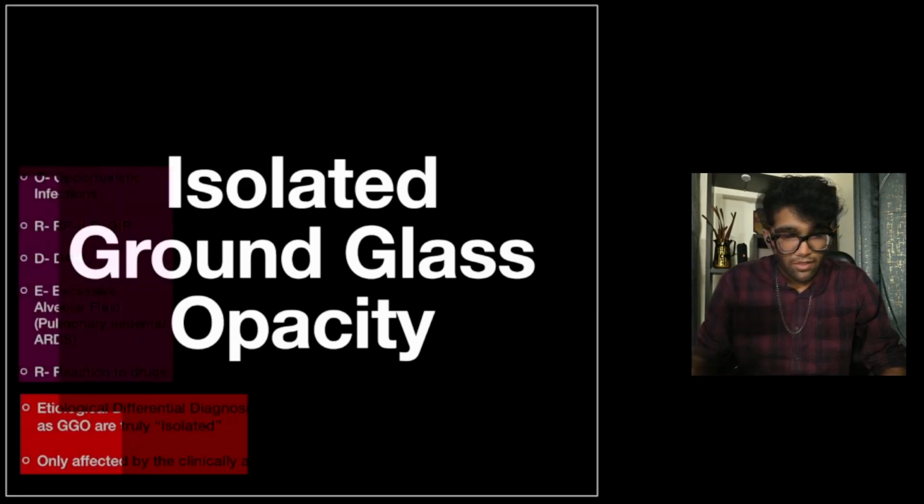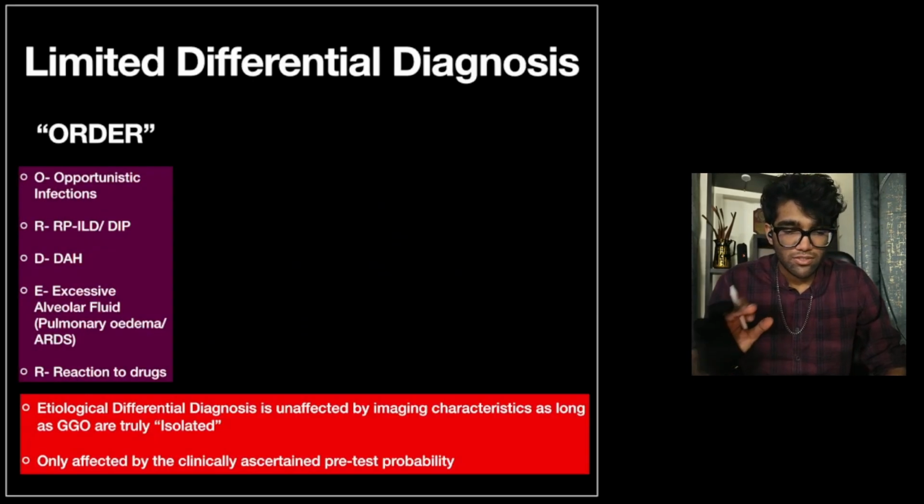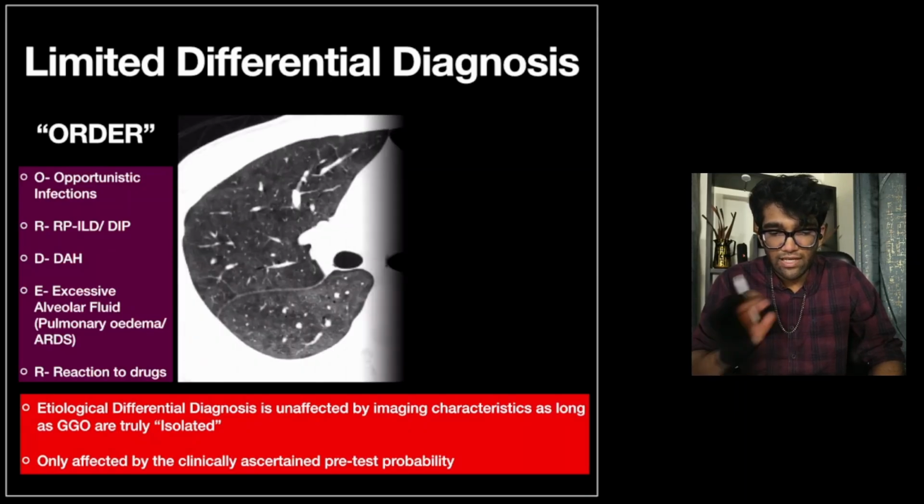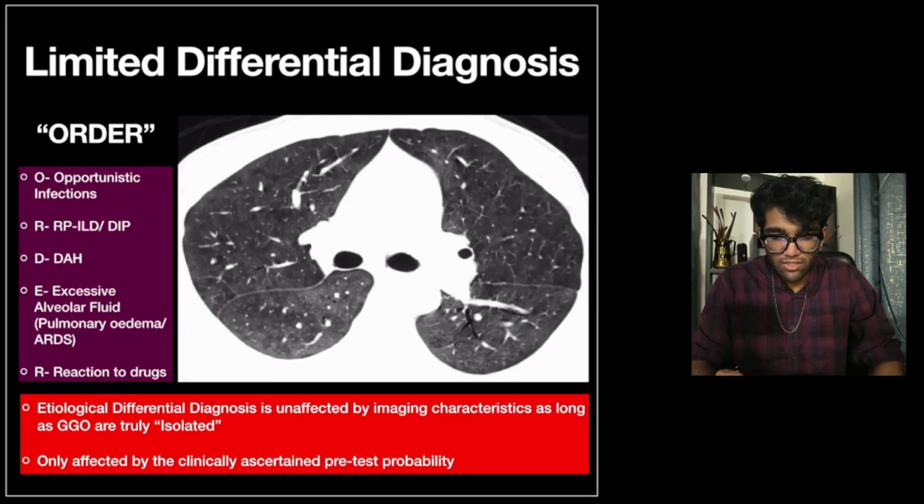Okay, now we come to ground glass opacity. Even though I said ground glass opacities are non-specific, if in isolation, if there is no other imaging finding other than the ground glass opacity, then we have a very limited differential diagnosis. So here you can see there is some ground glass opacity, and essentially nothing else is there, everything else is normal. When you have isolated ground glass opacities, please remember it has to be truly isolated. There should be nothing else on the imaging except for ground glass opacities.